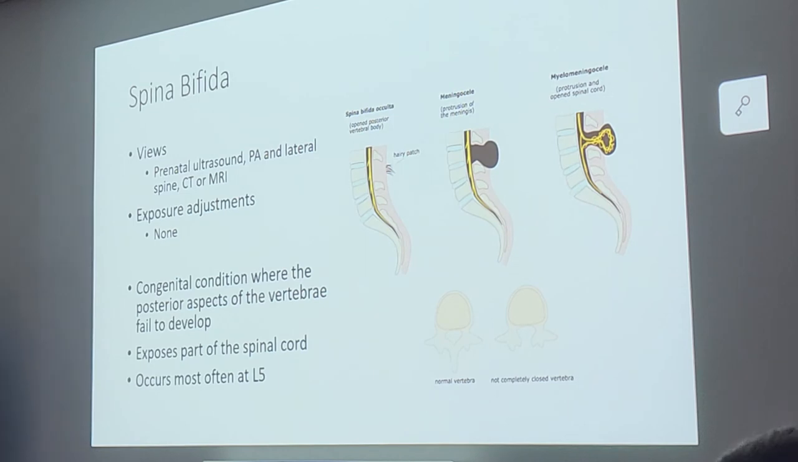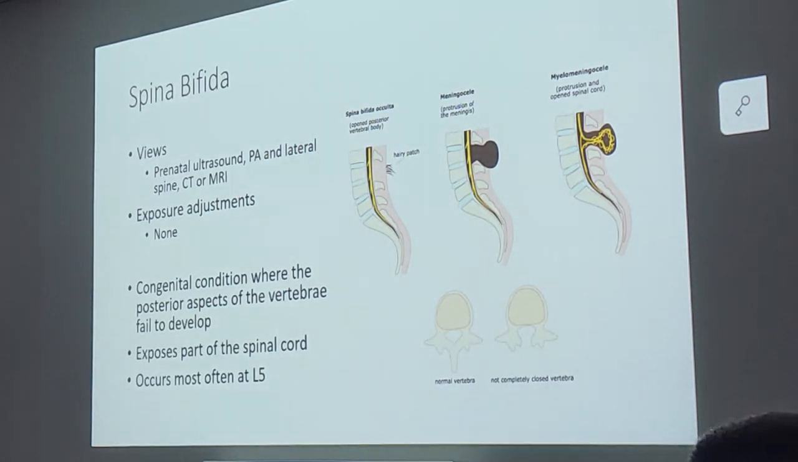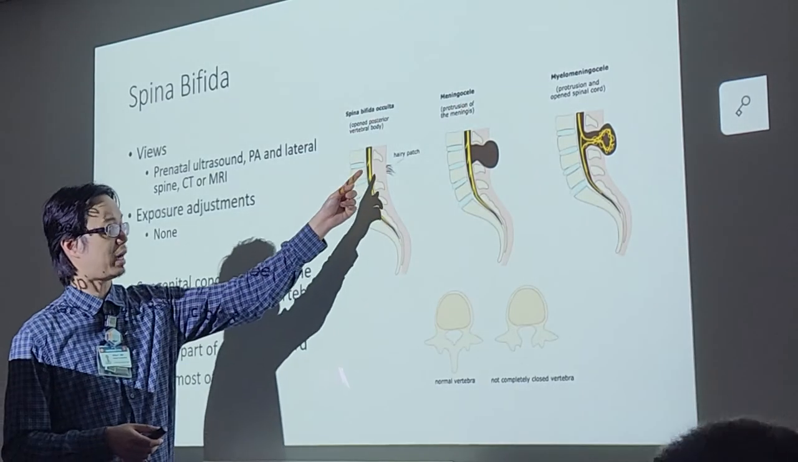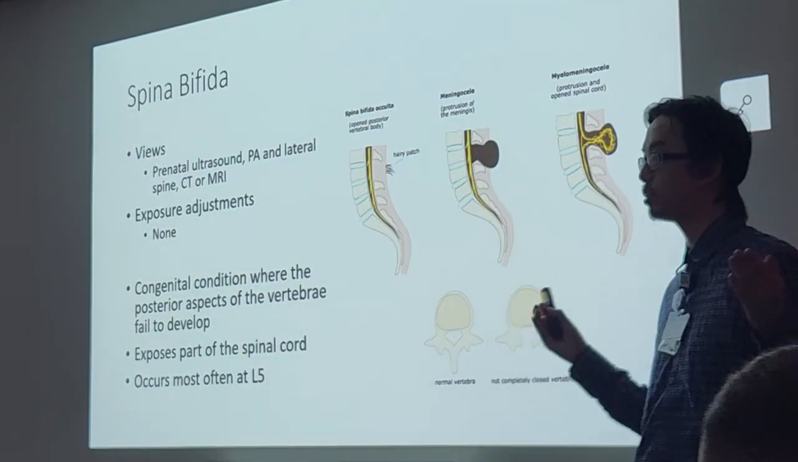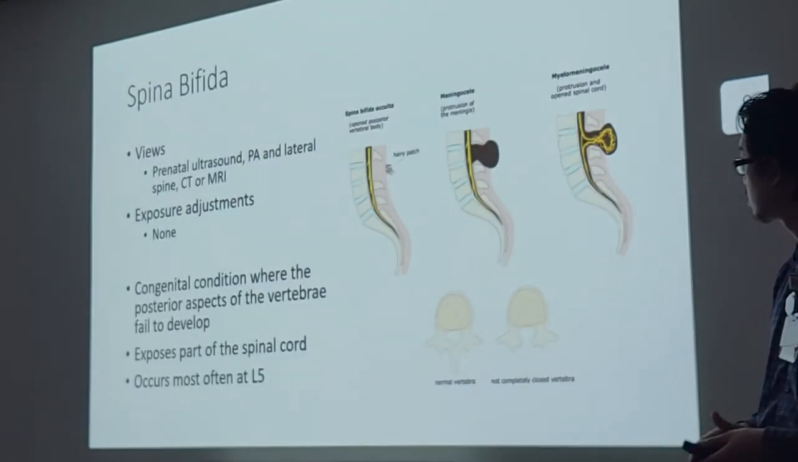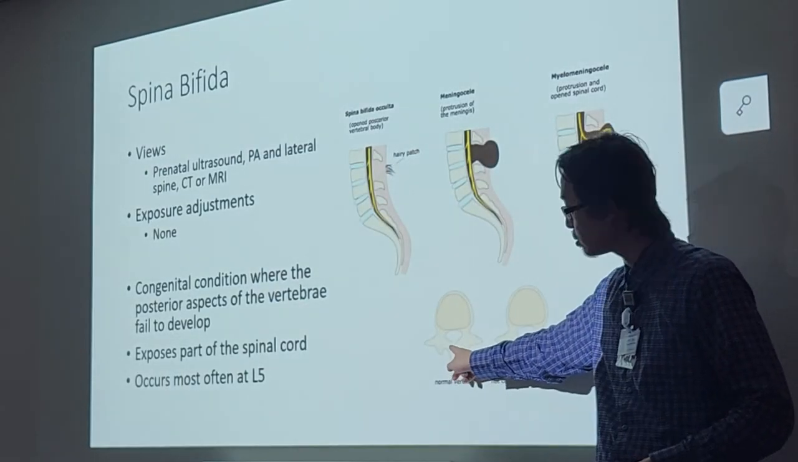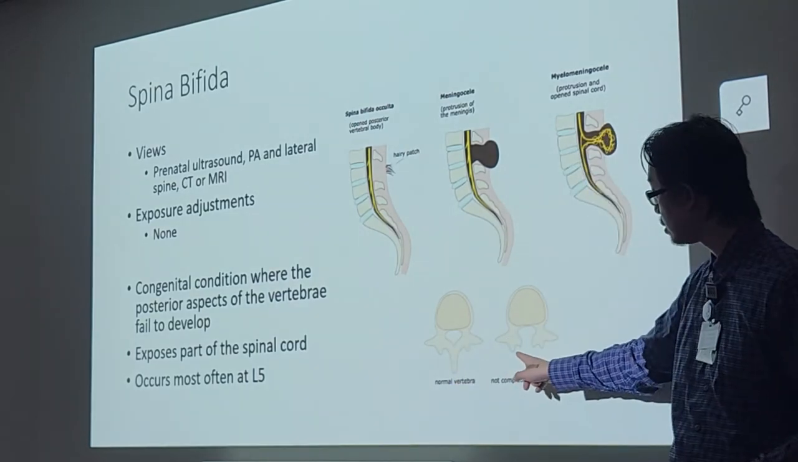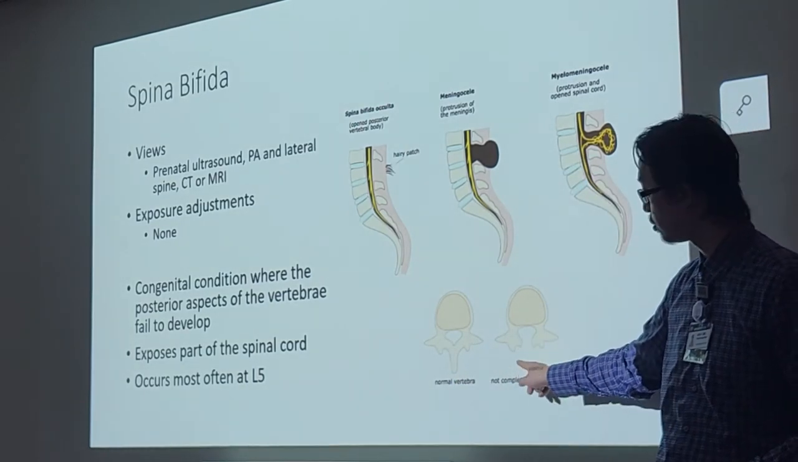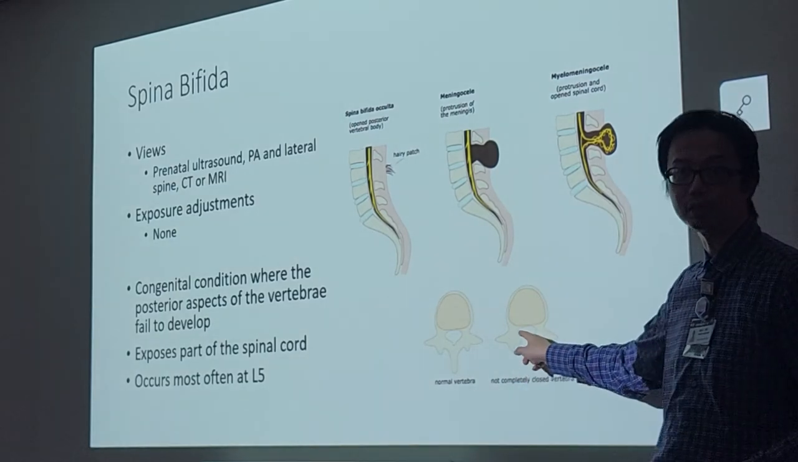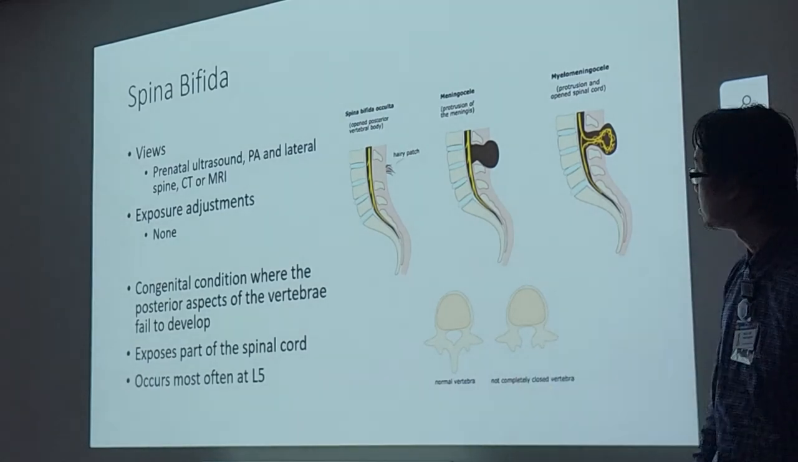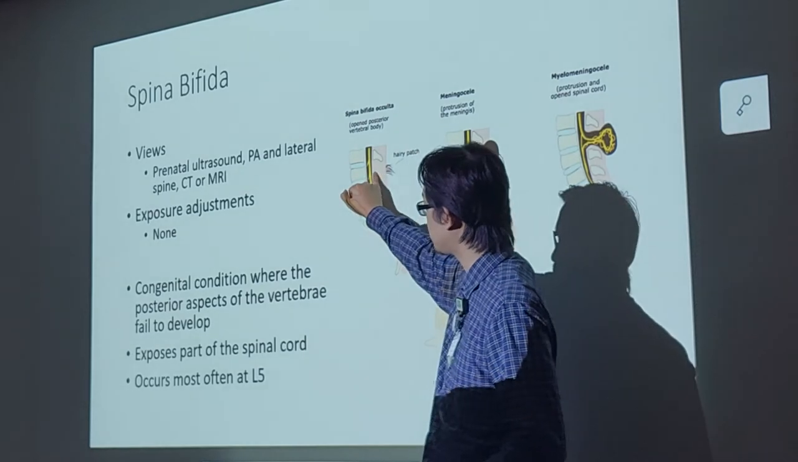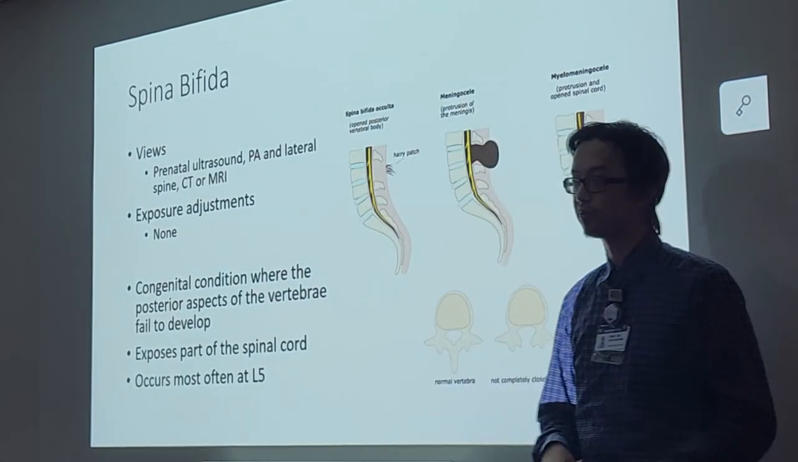Spina bifida. Now this one is interesting. This one happens when the spinous process fails to form because the posterior parts did not properly close. So here's our normal vertebra, with the spinous process. Over here, the lamina didn't connect to form the spinous process. So now you have this opening in the back of the spine.